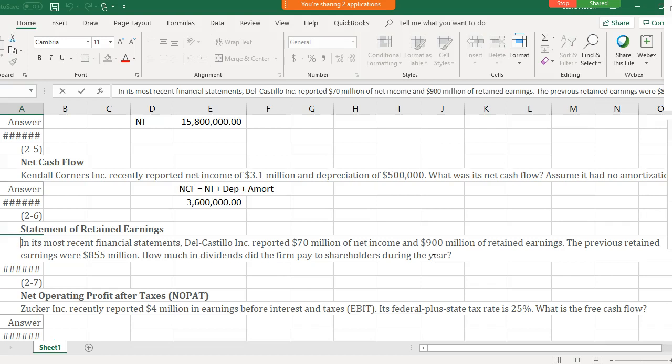So if you want to write this down, net income makes retained earnings go up. Dividends makes retained earnings go down. Okay, everybody get that? Jot that down in your notes somewhere.